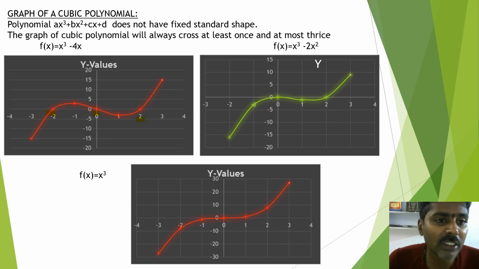And one more important thing is, if the question asks you to solve a quadratic polynomial or cubic polynomial with a graph, you have to draw the graph only, and identify at which places it touches the x-axis, at which point it cuts the x-axis. Those x-coordinates will be the roots or zeros of the polynomial. That's the only process you have to follow.